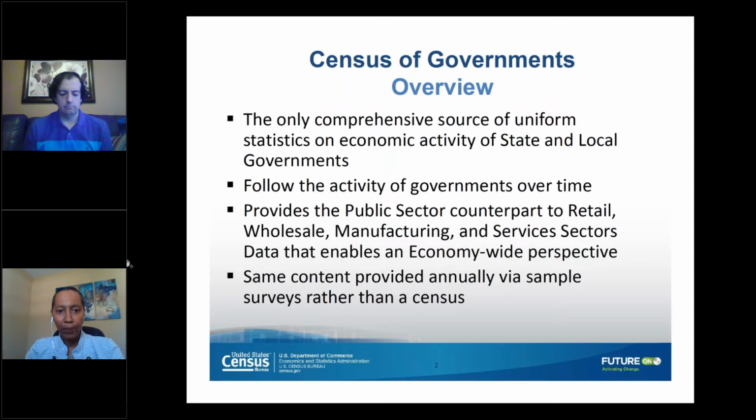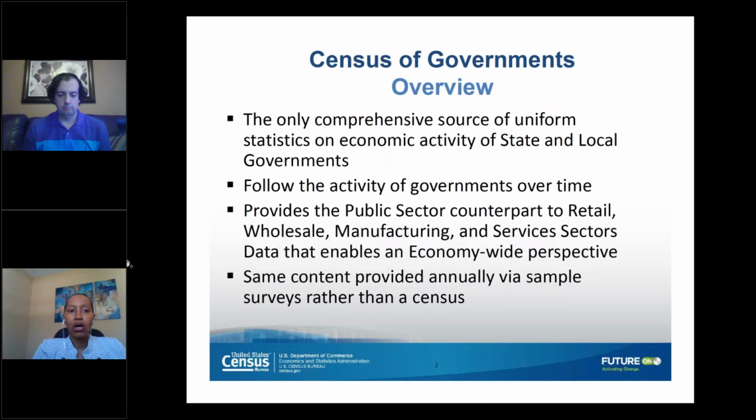As I stated before, and I'm not sure if everyone is familiar with the Census of Governments, we also refer to it as COG as an abbreviation. It's a little shorter than saying Census of Governments. As I previously stated, the COG is the only comprehensive source of uniform statistics for economic activity of state and local governments. These data follow governments over time, whether it be a fiscal year or a specific time period.